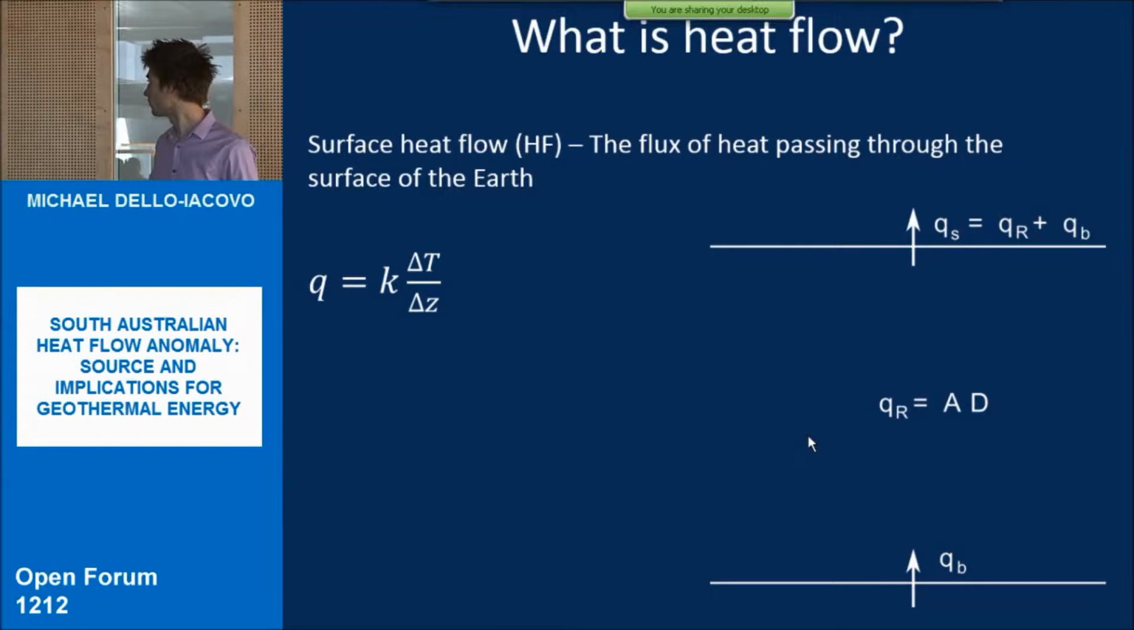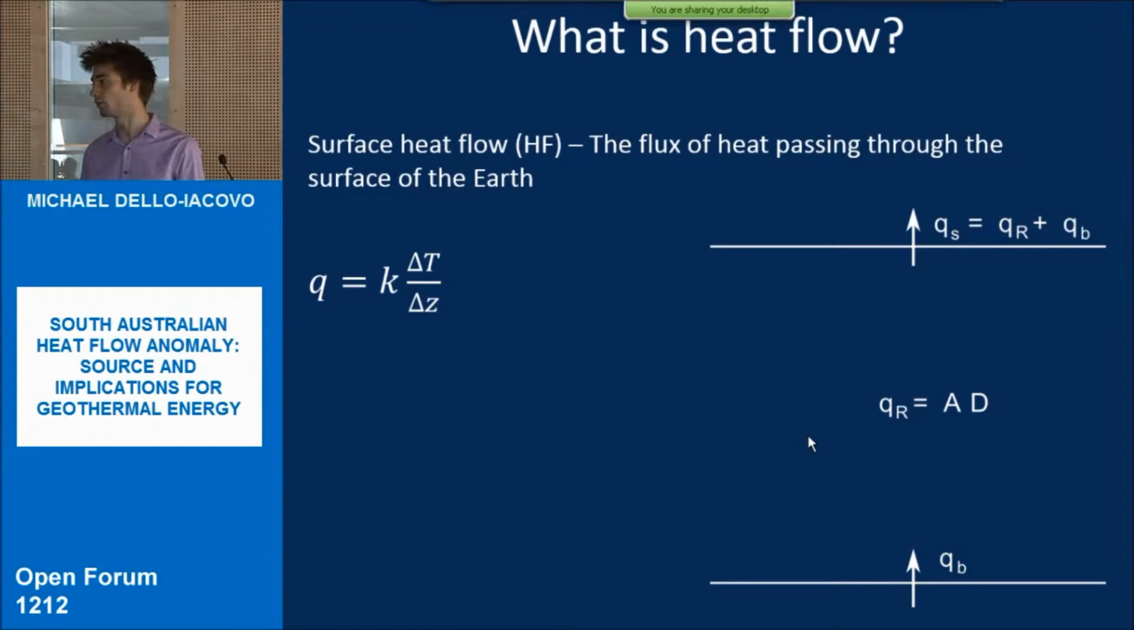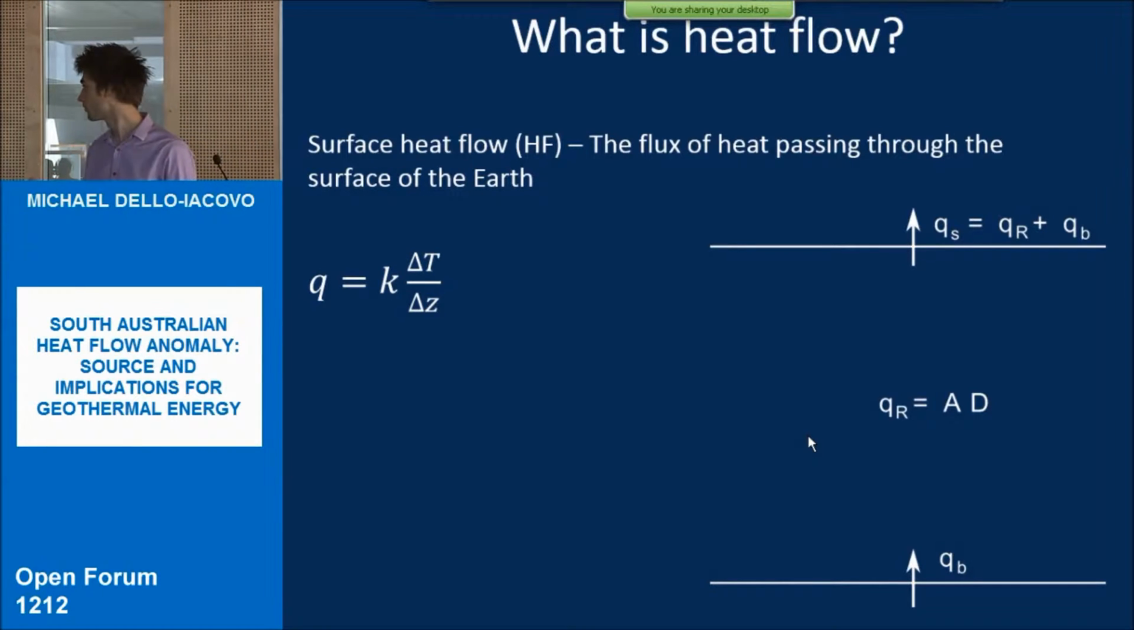Now, heat flow here is defined by a combination of the radiogenic sourced heat flow and the basal sourced heat flow. So QB, the basal heat flow, is just the heat flow flowing in through the base of the crust from the mantle. And QR is the radiogenic heat flow from decay of uranium, potassium and thorium.